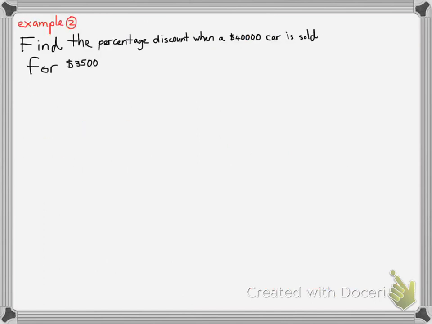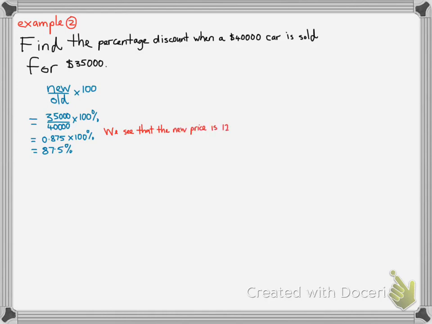In this next example, we're going to find the percentage discount when a $40,000 car is sold for $35,000. Now, this means the price has decreased, so the new price is the $35,000, and that should be placed on top of the $40,000. We then multiply that by 100%, and we get 0.875 times 100%, which gives us 87.5%. Now this time we see that the price is 12.5% below the original 100% price.